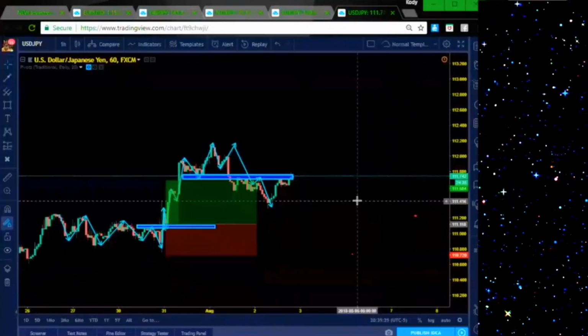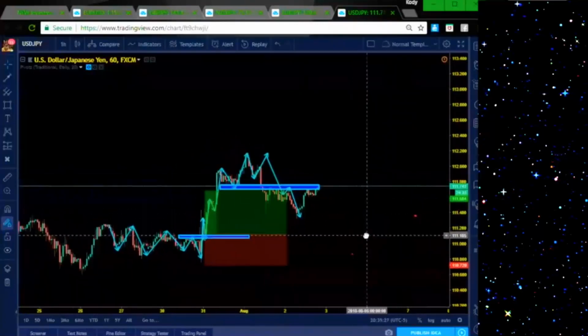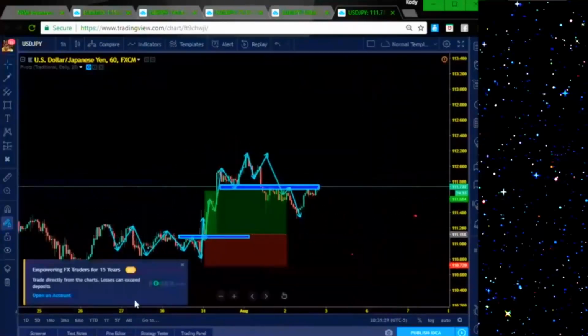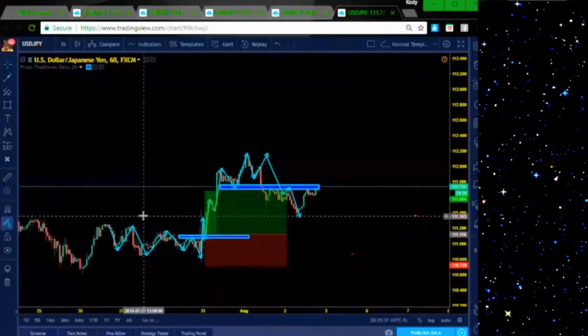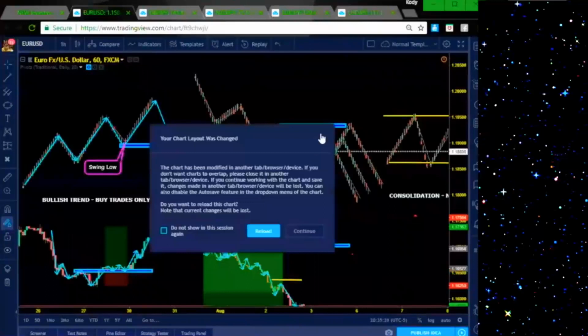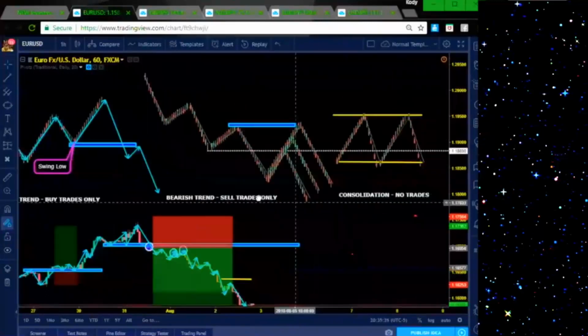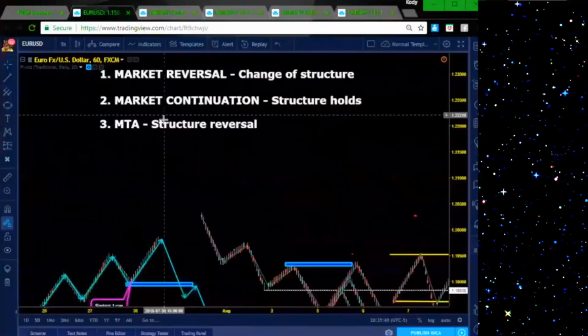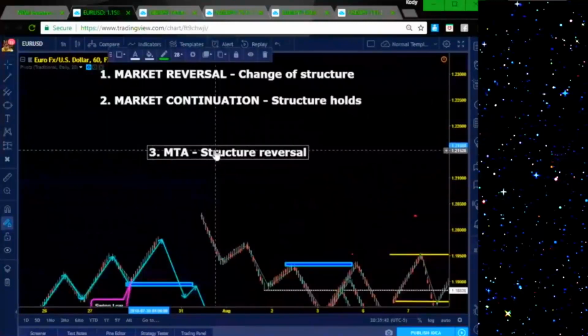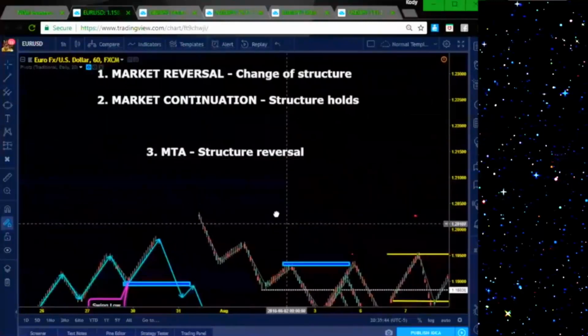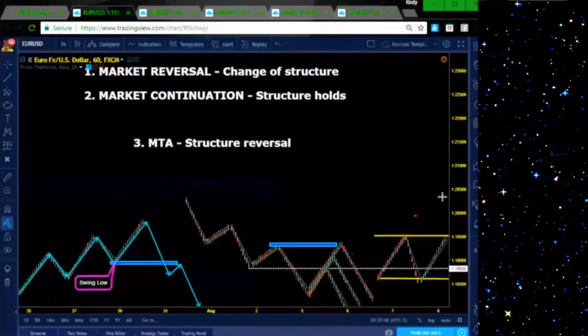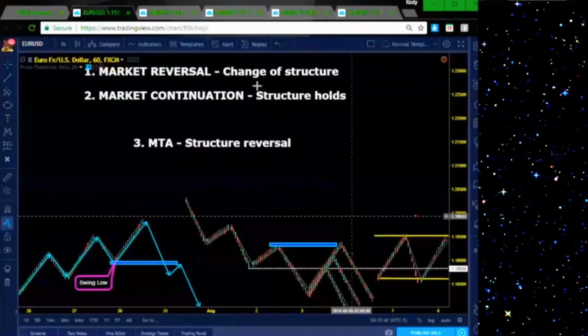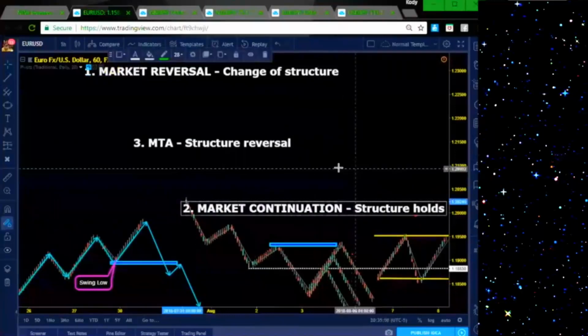Okay, that's reversal trades. Guys, how much time do I have left? It doesn't show me, but I think it shows you guys. 5 minutes. Okay, 5 minutes. So we're not going to finish this video tonight. That's fine. What I'll do is I'm going to do trade type number 3, MTA structure reversal, in a completely separate video because honestly, it's so powerful that it probably deserves its own video anyways. So while we still have time, let's talk about market continuation.